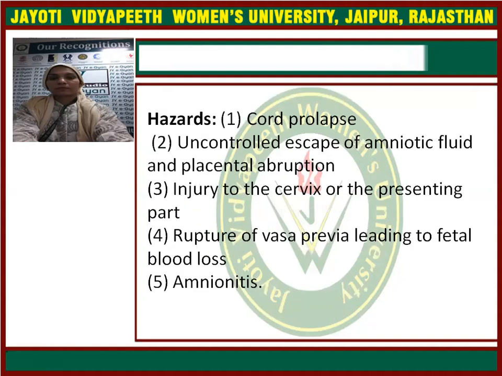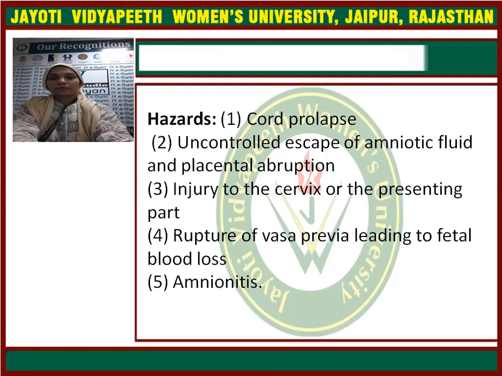Hazards of artificial rupture of membrane, low rupture of membrane. This is basically the first and foremost one: if the head is not engaged, then chances of cord prolapse are there. Uncontrolled escape of amniotic fluid. Simple: if you rupture the membrane, the amniotic fluid will leak out, and there are chances of uncontrolled escape of amniotic fluid, and placental abruption will be there, and unnecessary complications to the mother and the fetus will be there.